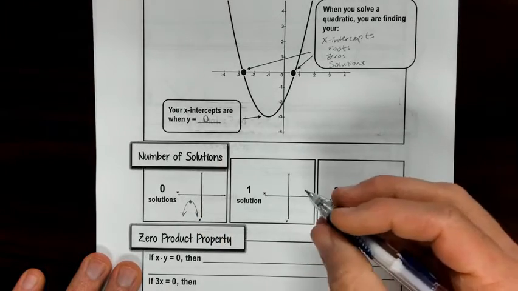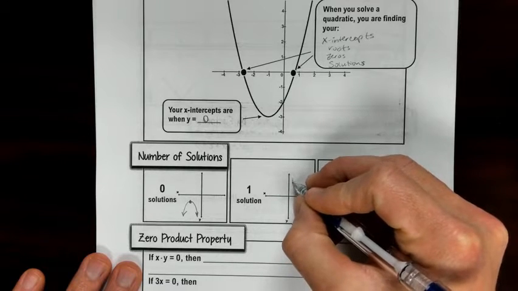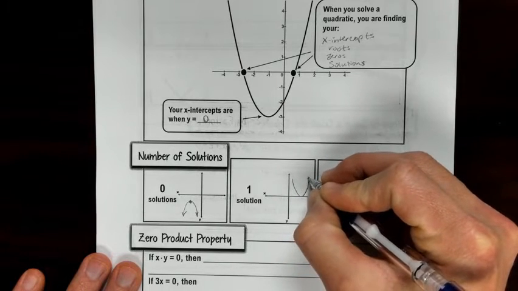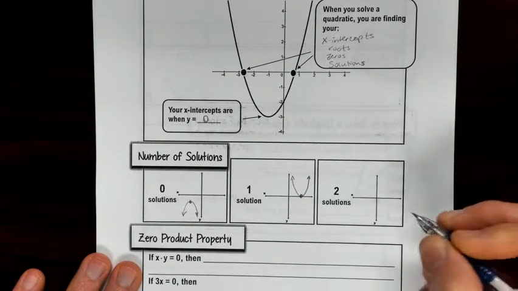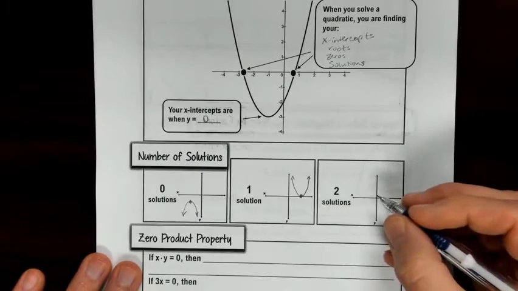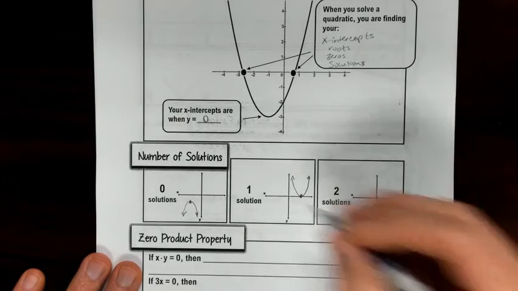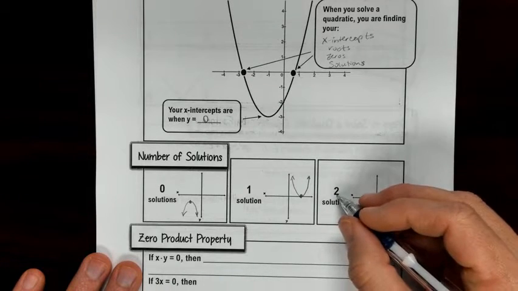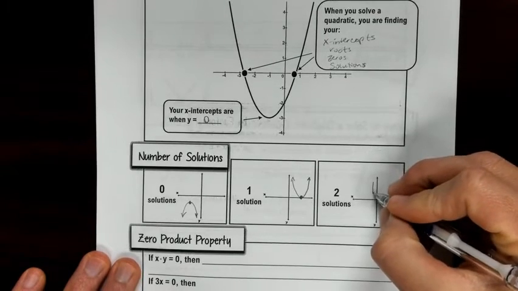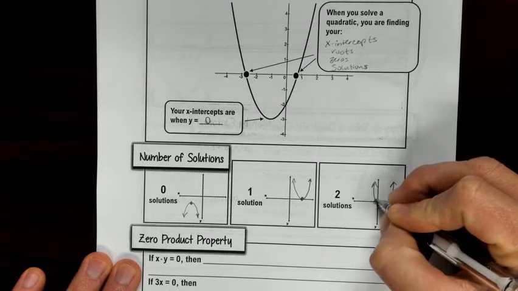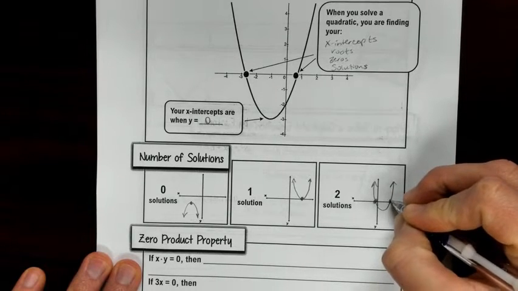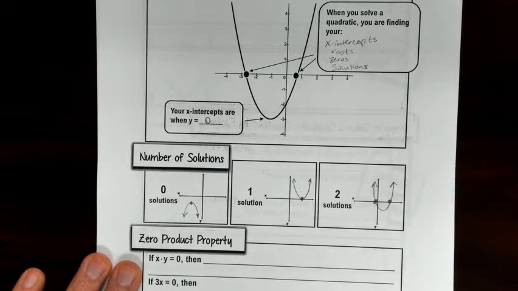If it has one solution, it would lie on the x-axis, so what that would look like is something like this. Because it's touching the x-axis one time, I have my solution, but it only touches it once. So there's only one of those. And then we also have two solutions, which you've already been looking at. If it crosses the x-axis two times, then you have that many solutions.